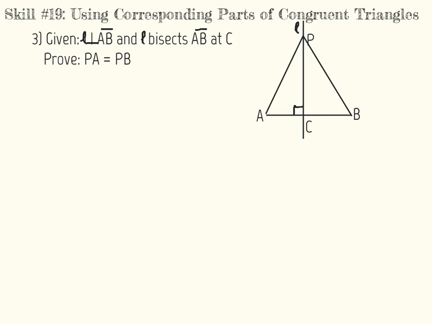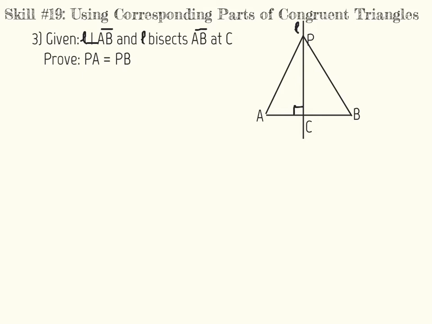Skill 19, using corresponding parts of congruent triangles. Problem number 3, given line L is perpendicular to segment AB and L bisects AB at C. Prove that the length PA is the same as the length PB.